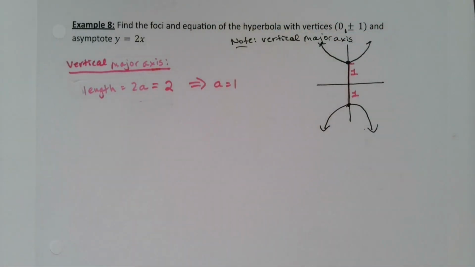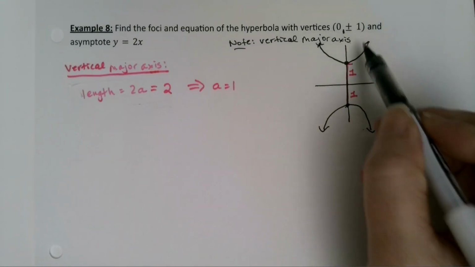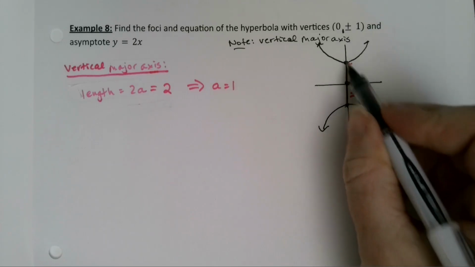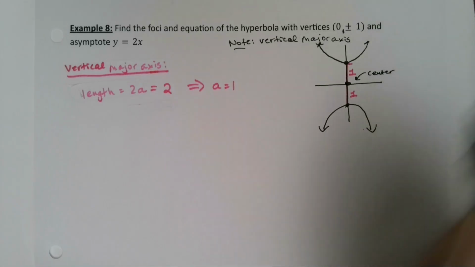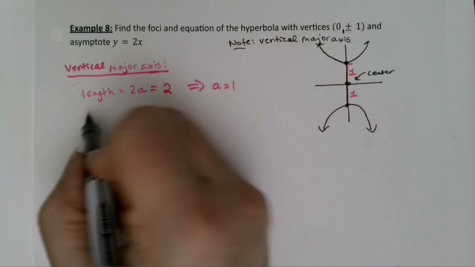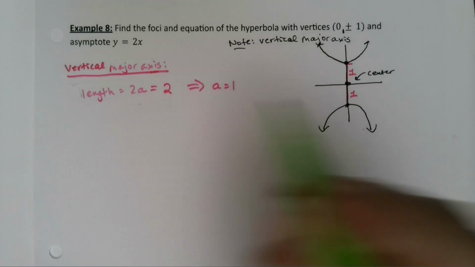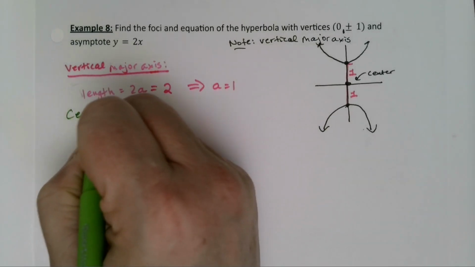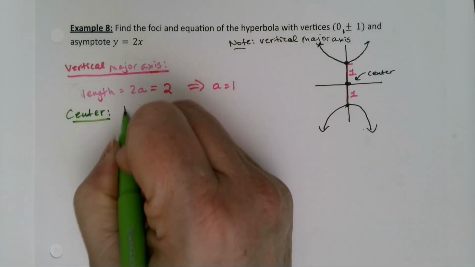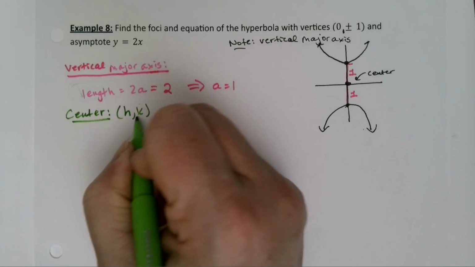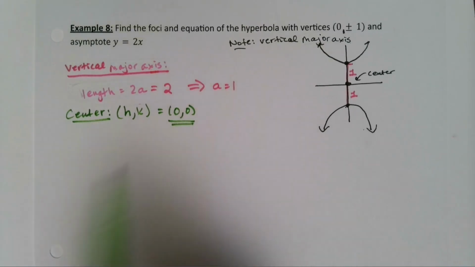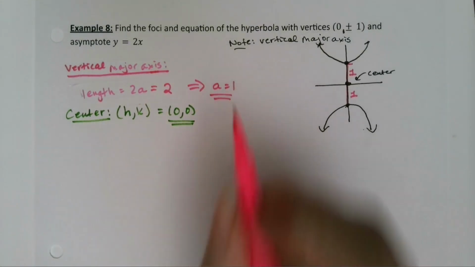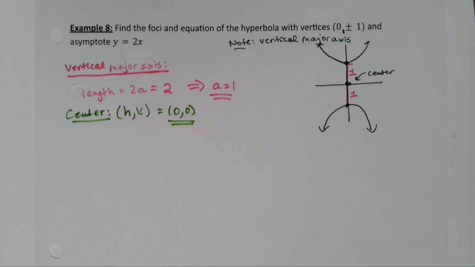All right, so I know A. Wonderful. I can also tell because the vertices are centered right here, around the origin. I can tell that my center is right there at the origin. So the center is HK, which is 0, 0. So I know that A is 1, and I know H and K are 0 and 0. So that's wonderful.